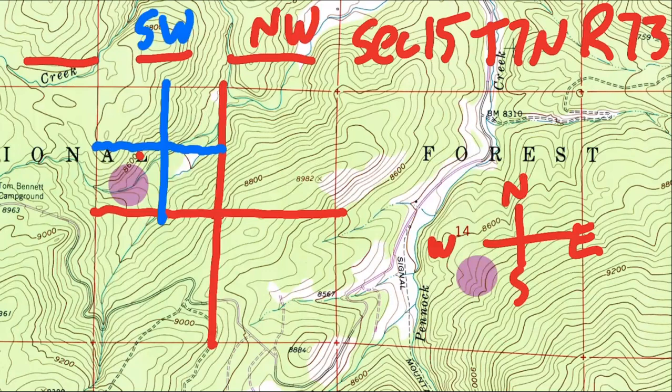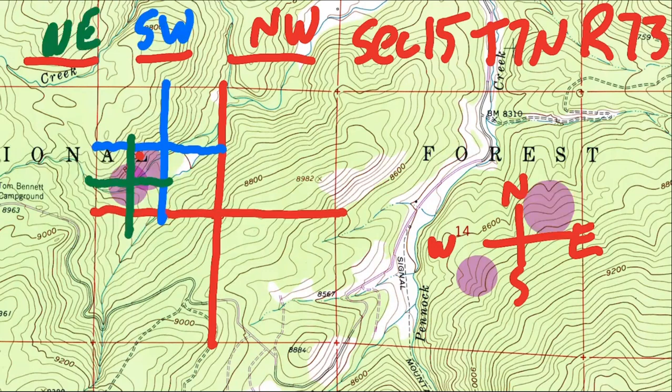And then we're going to divide one more time in green. Actually, I'll just go ahead and do it so I don't ruin anything. So we're going to divide one more time. And so we're now in the upper right, which is northeast. So green division, northeast. So here's your full coordinates for that particular question. So NE SW NW, section 15, township 7N, R73.